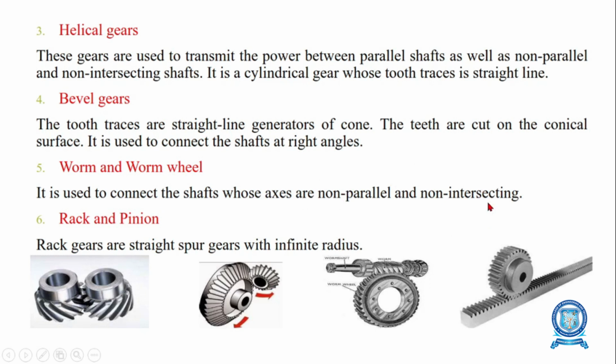Okay, the last topic in these types of gear is rack and pinion. These rack gears are straight spur gears with infinite radius. So the rack is a toothed bar or rod that can be thought of as a sector gear with an infinitely large radius of curvature. Here, the torque can be converted into a linear force by meshing the rack with the pinion. When the pinion turns, the rack will move in a straight line.